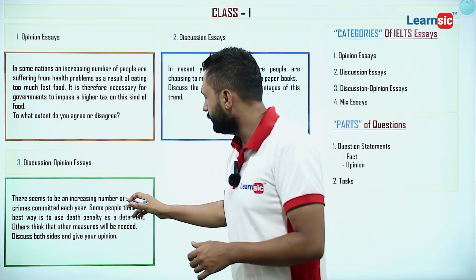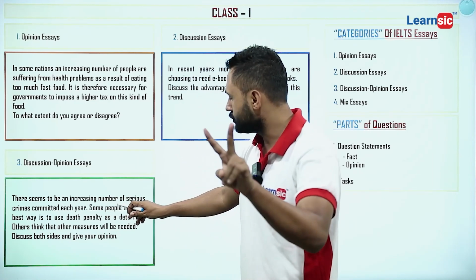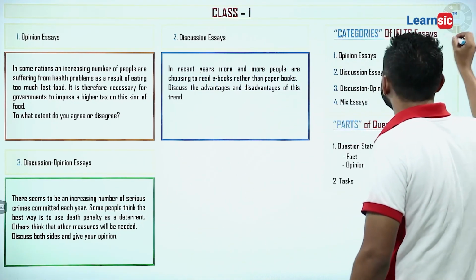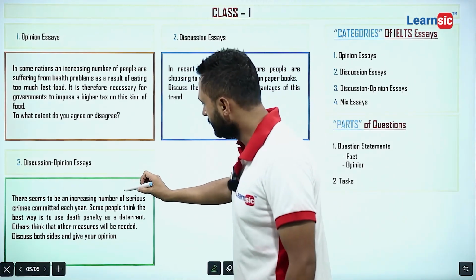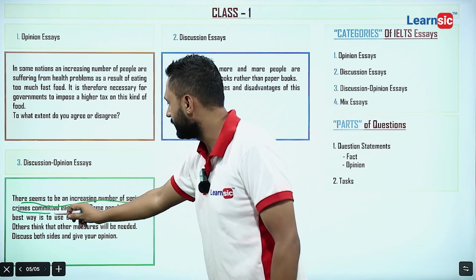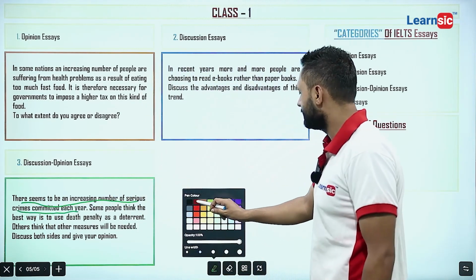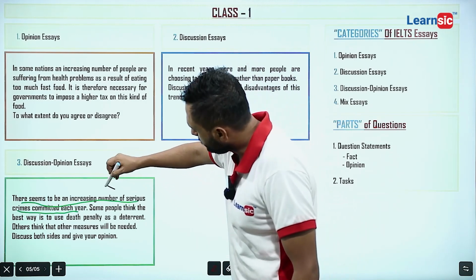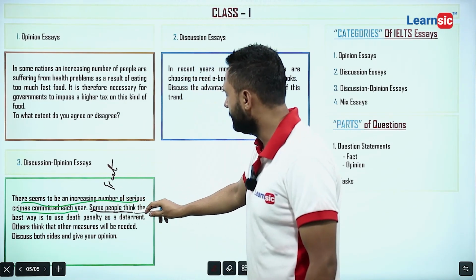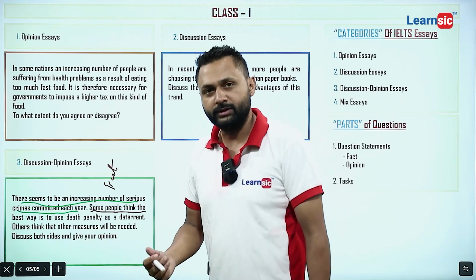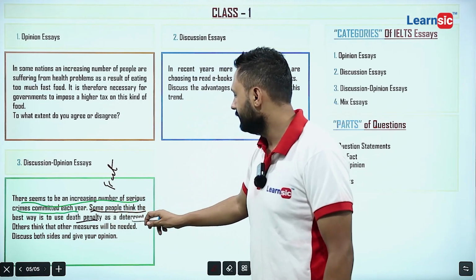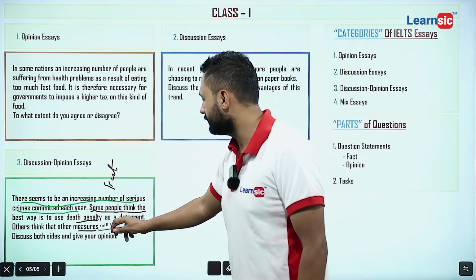There are two topic statements. Okay, this is the first one. There seems to be an increasing number of serious crimes committed each year, and this is a fact, right? Now we have our statement here. Some people think, our opinion here, some people think the best way is to use the death penalty as a deterrent. Others think other measures will be needed.